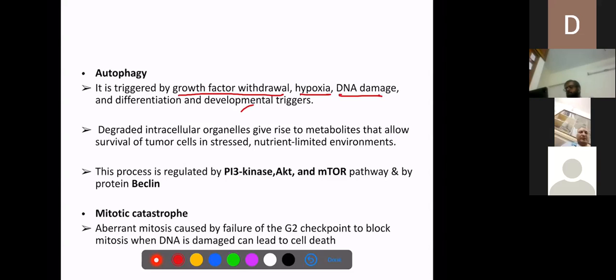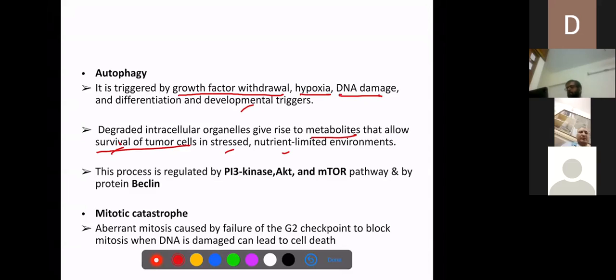What happens in autophagy is that it degrades the intracellular organelles, giving rise to metabolites that allow survival of tumor cells. When the intracellular organelles are degraded, certain metabolites are produced which enhance the survival of the tumor cells, even in a stressed, nutrient-limited environment, because angiogenesis occurs only at a later stage. It won't occur immediately. So in a stressed, nutrient-limited environment, autophagy helps the tumor cells survive.